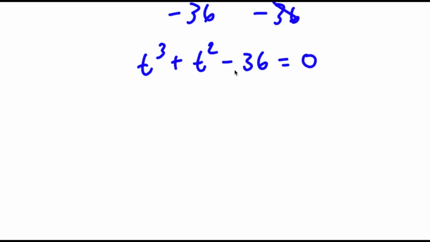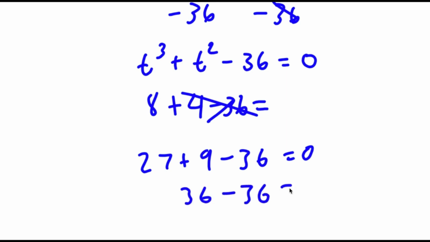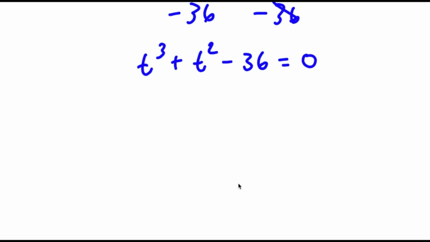So if I plugged in 0 here, that would just be -36. If I plugged in 1, that wouldn't work. 2, that would be 2 to the power of 3, which is 8, plus 2 squared, which is 4, minus 36, which would not work. 3, that would be 27 plus 9 minus 36, which would work because 27 plus 9 is 36. So I have 36 minus 36 is 0, which is right. So t equals 3. That's one value of t. So now that we have that value, we can find the rest of the values.